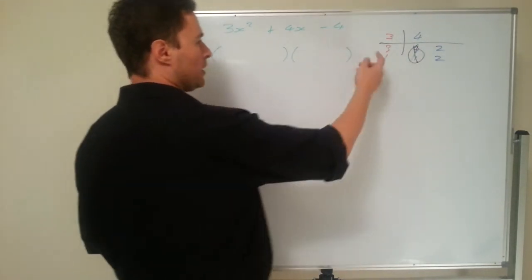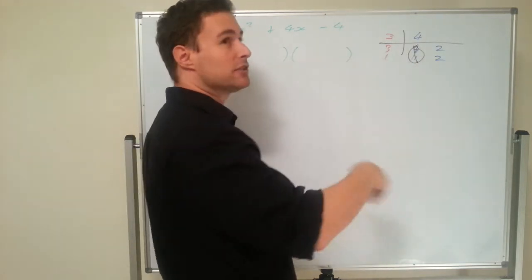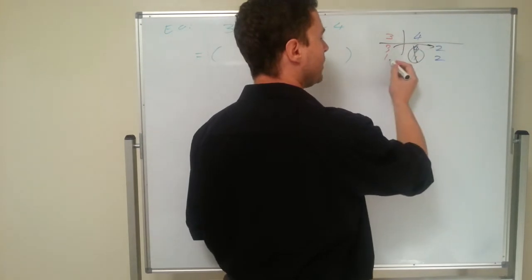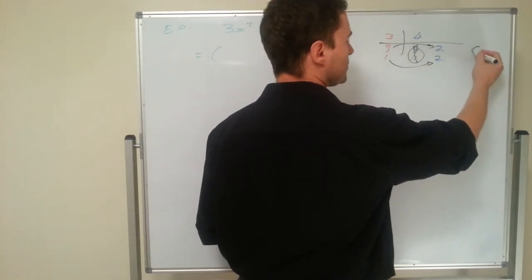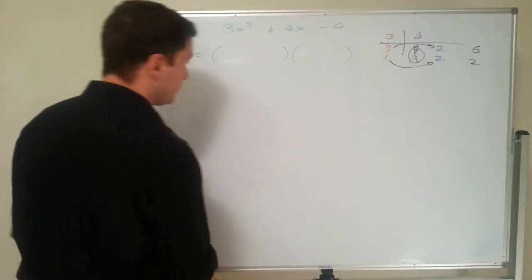You with me? Let's try this. 3 times 2 is 6. 1 times 2 is 2. 6 and 2 either gives me 8 or 4. Okay? So I want 3 times 2 and 1 times 2. 3 times 2 is 6. 1 times 2 is 2. You with me? Okay. So let's write them down.